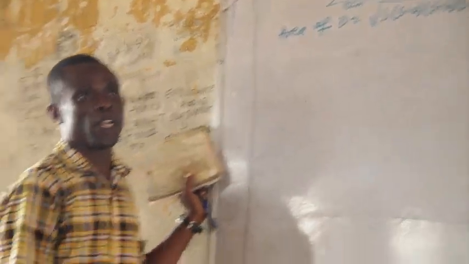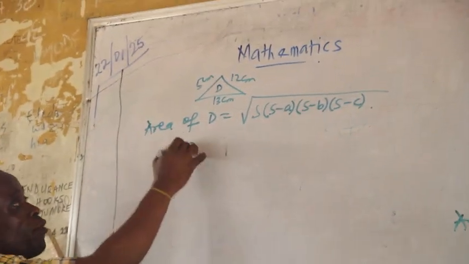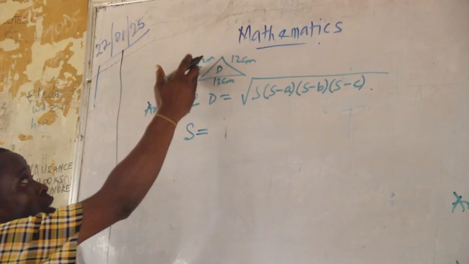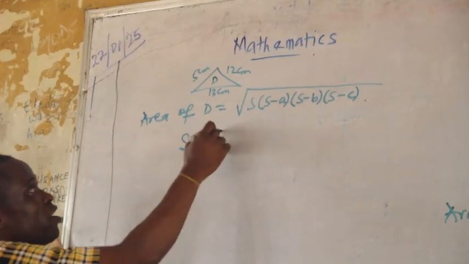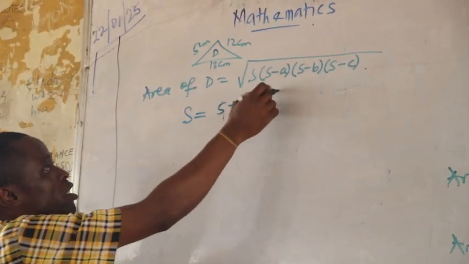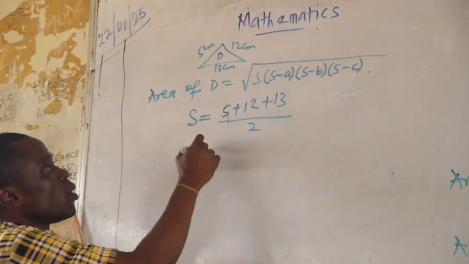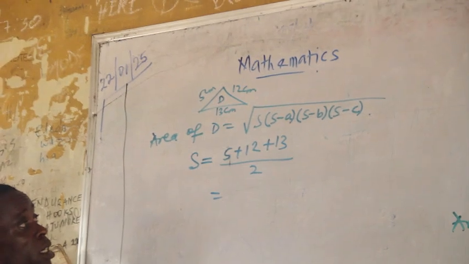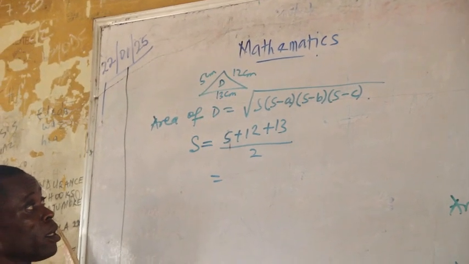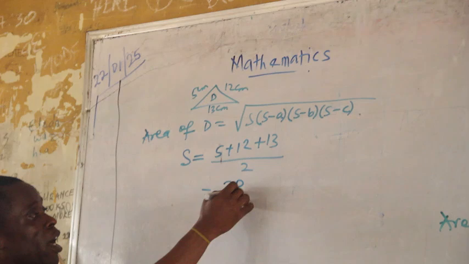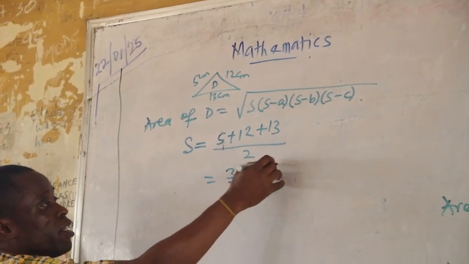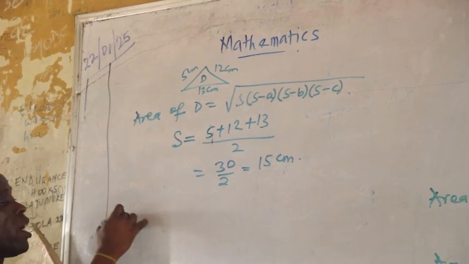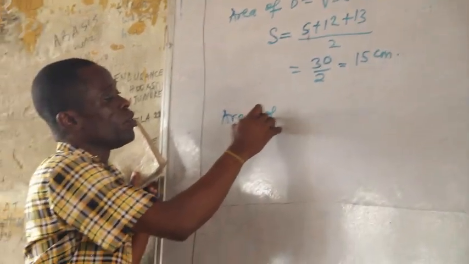Now look at this formula. Okay, so we are going to find semi-perimeter of this. Where semi-perimeter is just this plus this plus this. 5 plus 12 plus 13, everything over 2. Then what is the sum of, that is what? 30. 30, right? All over 2. And what is half of that? 15 centimeter. So with this 15 centimeter, we can now go ahead and find the area of this triangle.